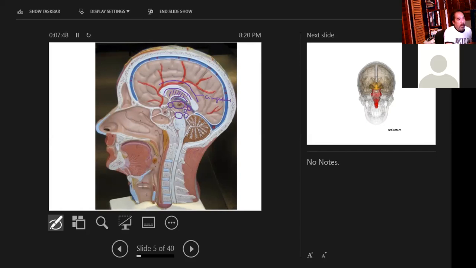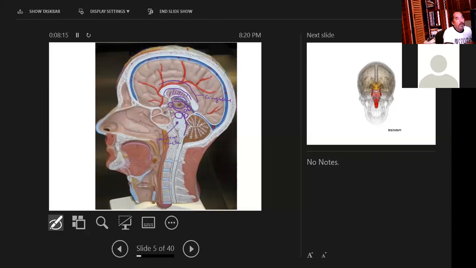And this is the third ventricle of the diencephalon. This is now the cerebral aqueduct of the midbrain. And then this part here is the fourth ventricle of the pons, medulla, and the cerebellum. Pons, medulla, and cerebellum. So this part of the pons is called the pontine nuclei. That's going to be your pontine nuclei.